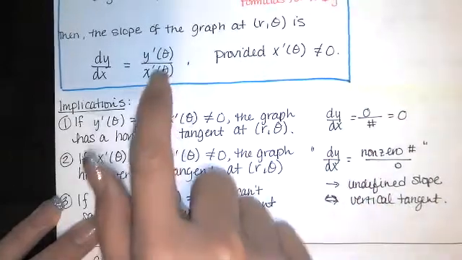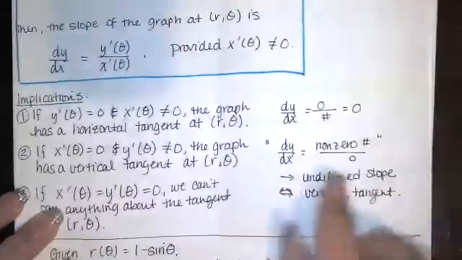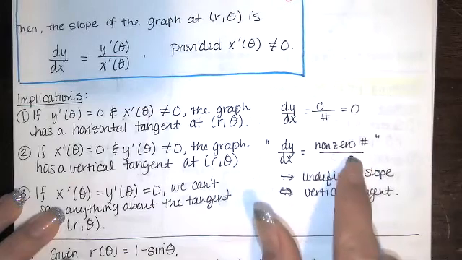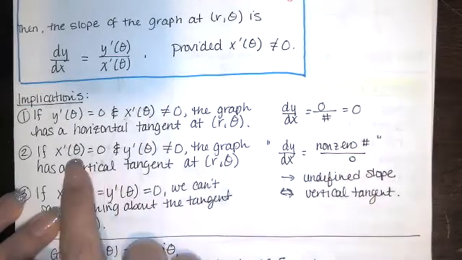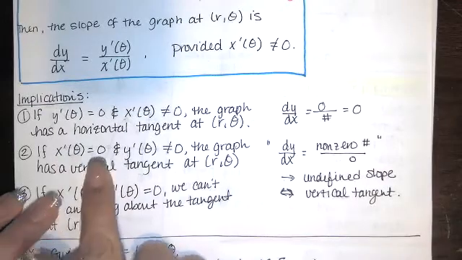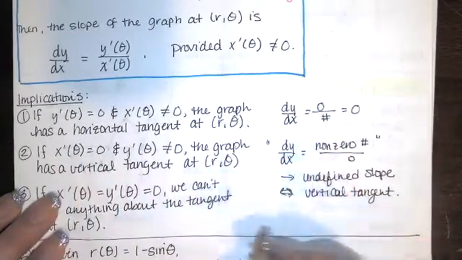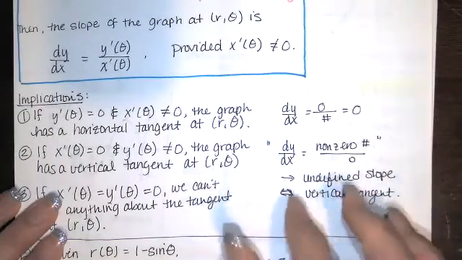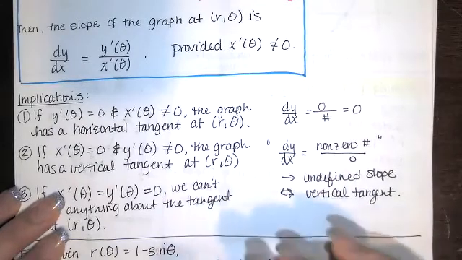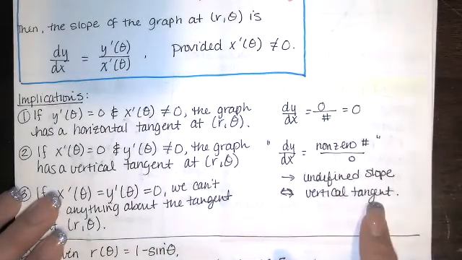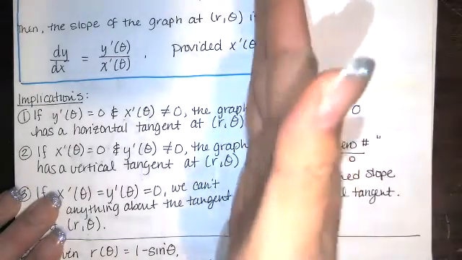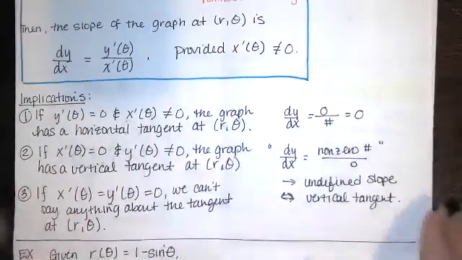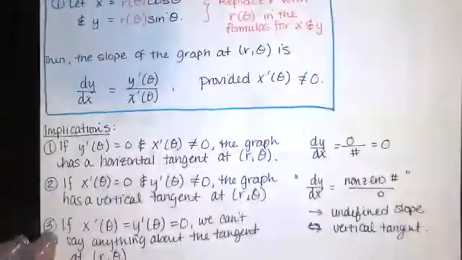Now, if the denominator is 0, but the numerator isn't, well, we know we can't do this, but if you have a non-zero number over 0 as the denominator, as x prime of theta approaches 0, this quotient will approach positive or negative infinity. And what that means for us is the slope is undefined because it's approaching positive or negative infinity. But what that represents geometrically is a vertical tangent line. So our tangent line is going to be x equals a constant, and it's going to be x equals whatever x is as a function of theta at that point.